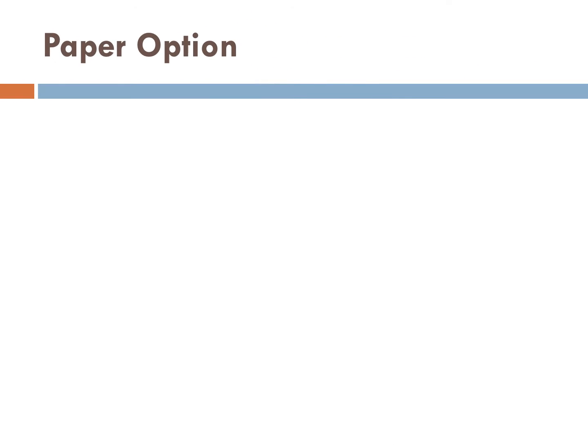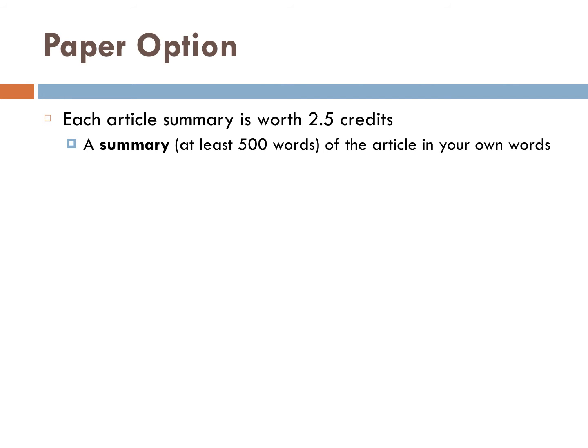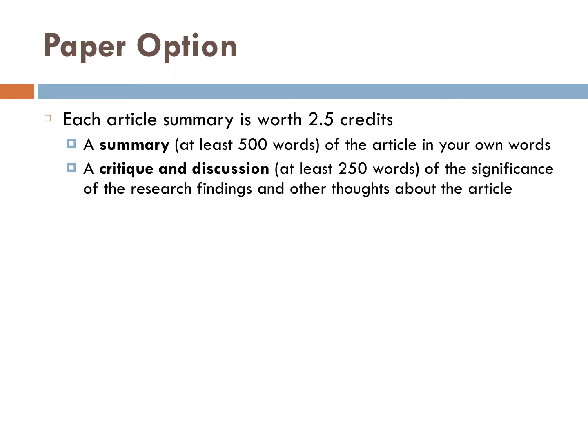All right, so to go further into the paper option. So as I mentioned, each article summary is worth 2.5 credits each. Now there's 2 sections to each article summary. There is the summary, which needs to be at least 500 words, and it needs to be in your own words, and basically a summary of what is discussed in the article. And then the second section is the critique and discussion, in which you'll talk about the significance of the research findings, how it's applicable, and this must be at least 350 words, and again, also must be in your own words.